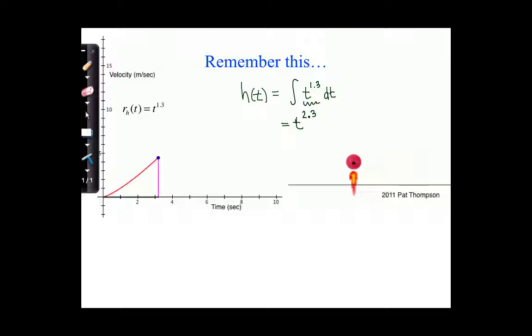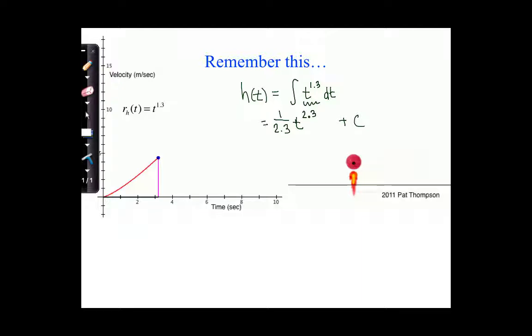Now, if I take the derivative of t to the 2.3 power, it doesn't come out exactly. It's off by a constant factor, not a constant additive, which we can just say, plus something. But what else do I have to have in this so that when I take the derivative of h, it comes out to be specifically t to the 1.3 power with a coefficient of 1? What else do I need in this? Yeah, a 1 over 2.3.